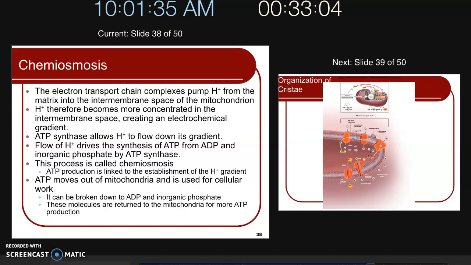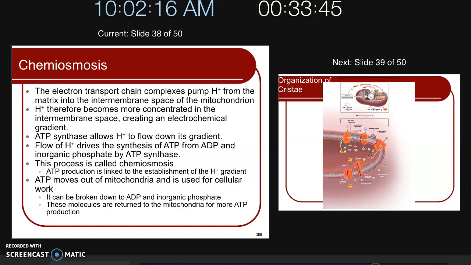Remember, we talked about these gradients. This is what causes things to flow when there's high and low, because we want to reach equilibrium, so there is a mechanism for the movement of molecules. And now we have this electrochemical gradient because we have all of these positively charged hydrogen ions on one side of the membrane. The ATP synthase allows the hydrogen ions to flow down their gradient from high to low. The flow of hydrogen drives the synthesis of ATP from ADP and inorganic phosphate by the ATP synthase.